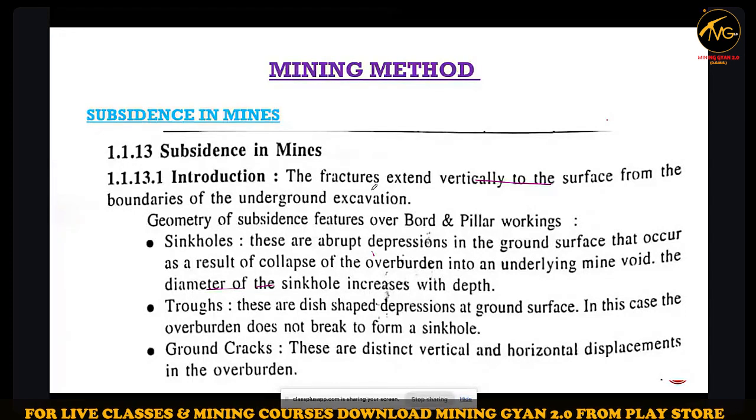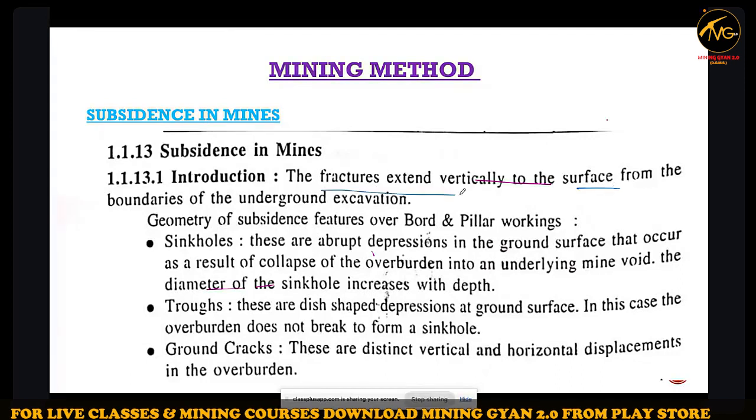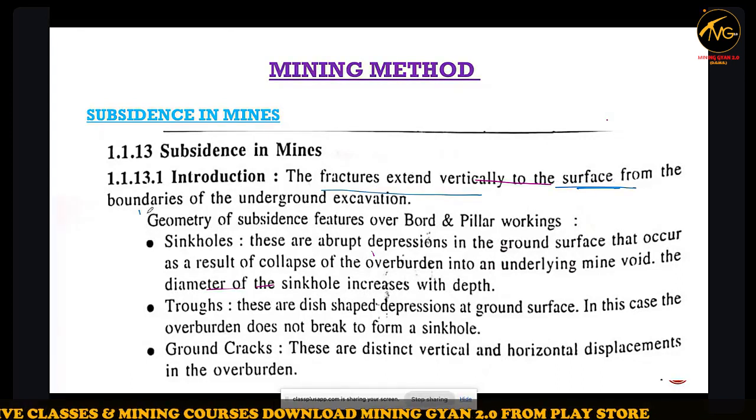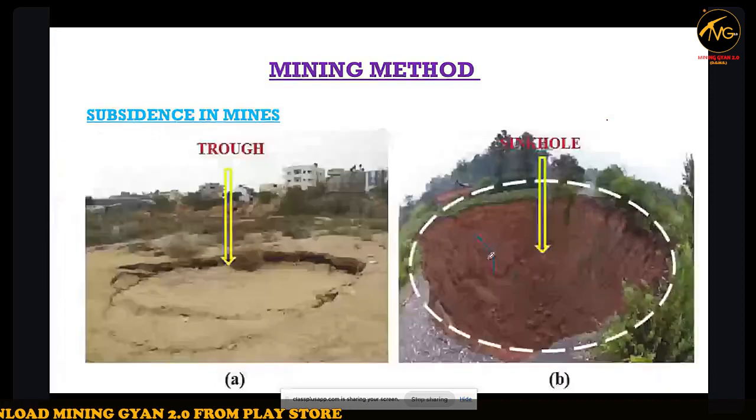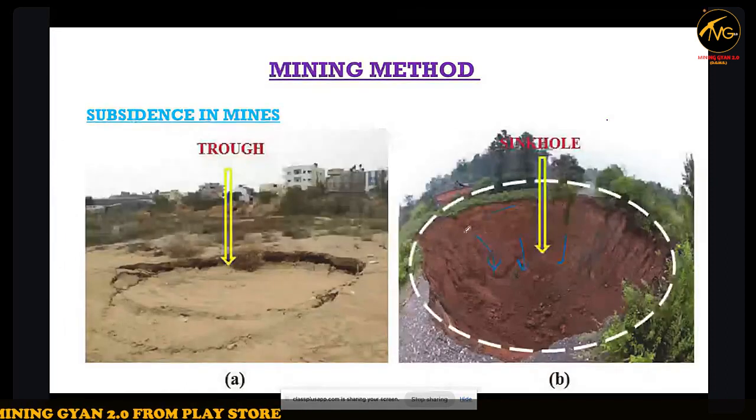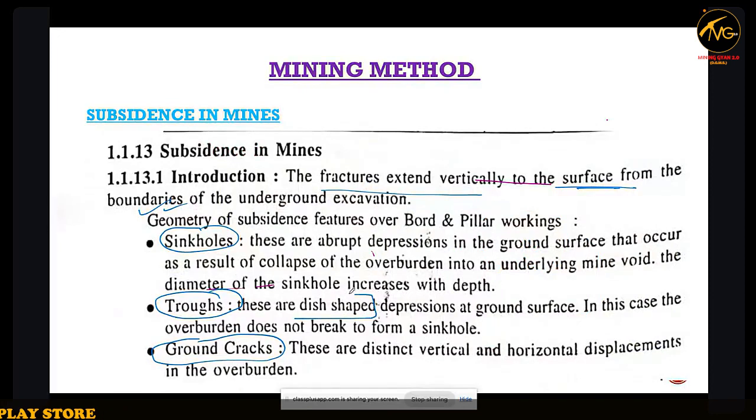Subsidence is the fracture extended vertically to the surface from the boundaries of the underground workings. There are three types: sinkholes, troughs, and ground cracks. What is a sinkhole? This is a sinkhole. The strata will fall down and create a sinkhole. And what is a trough? It is the dish-shaped depression of the ground surface in case the overburden does not break to form a sinkhole.